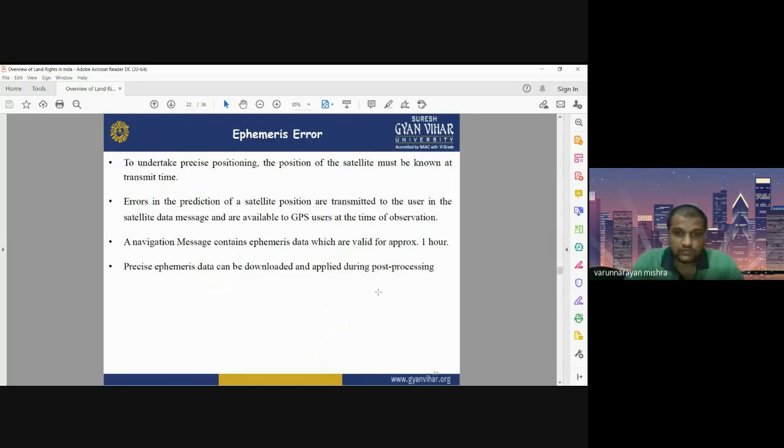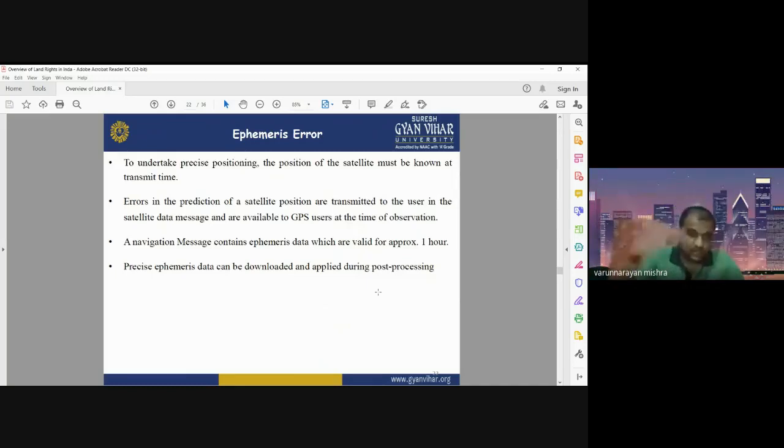The position of the satellite must be known at the transit time. So errors in the prediction of satellite positioning are transmitted to the user in the satellite data message. Okay, the signal which is coming from each satellite to the GPS receiver also contains the position of that satellite in the space. That kind of information is known as ephemeris data. Ephemeris data means the exact position of the satellite at the time of data acquisition on the Earth.